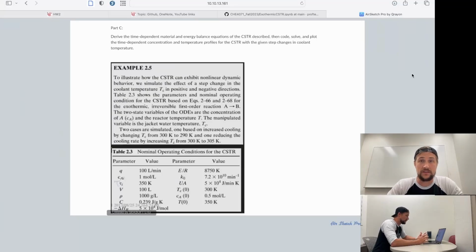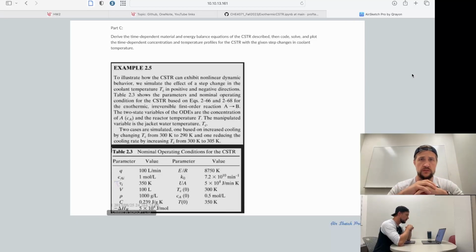Alright, welcome back to our final video in this series. In this part we're going to be deriving time-dependent material and energy balance equations of the continuous stirred tank reactor described below, which we'll go over. Then we're going to code, solve, and plot the time-dependent concentration and temperature profiles for the CSTR given step changes within the cooling temperature, so the cooling jacket.